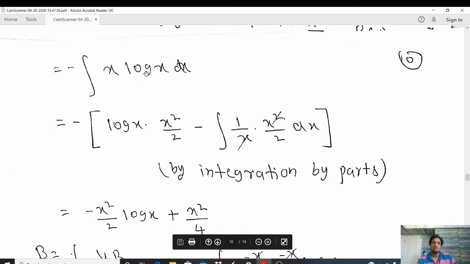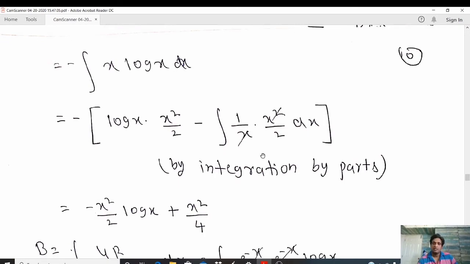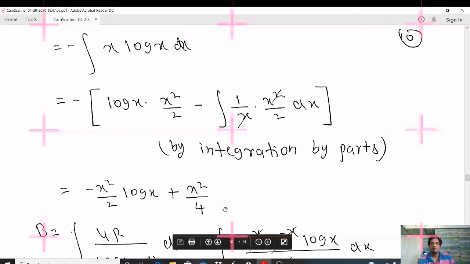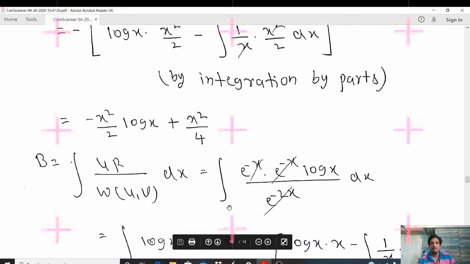I have used integration by parts here. For x into log x, I take log x as the first function and x as the second function. So it is log x times x square by 2, minus integration of the differentiation of log x, which is 1 by x, times x square by 2 as it is. Here x gets cancelled and x is left in the integration, and the integration of x is x square by 2. Here 1 by 2 is there, and minus of minus will be plus x square by 4. This is our a value.